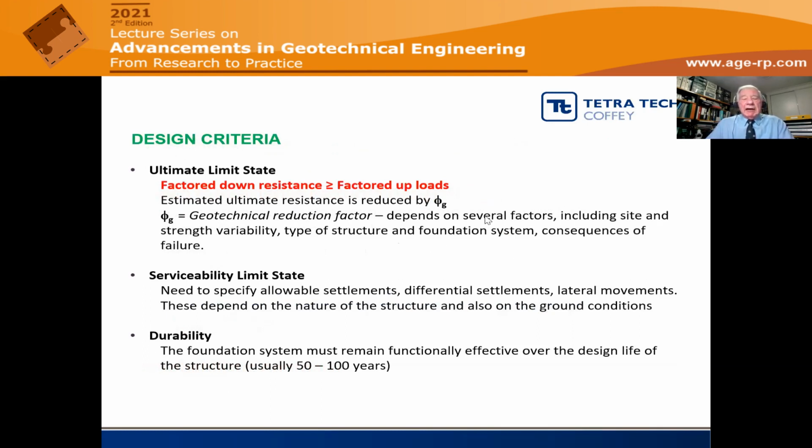So those are the ultimate limit state criteria, and for the factored down resistance, certainly in my country, we factor down the calculated ultimate capacity by what we call the geotechnical reduction factor. Our standard for piling has a process that looks at factors including the site conditions, the uncertainties involved there, the type of structure and foundation, and the consequences of failure. Typically that reduction factor varies from about 0.4, which is the most conservative design, to around 0.8, which is the most bold design.